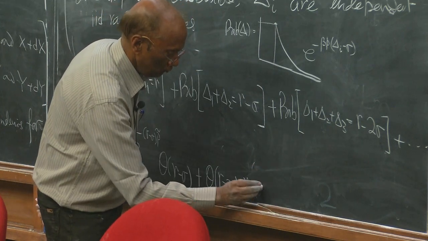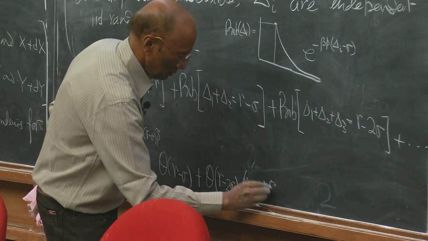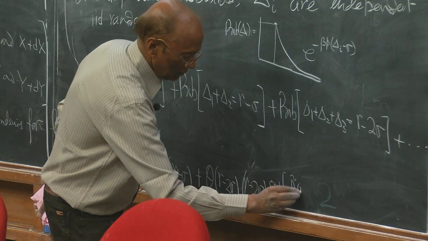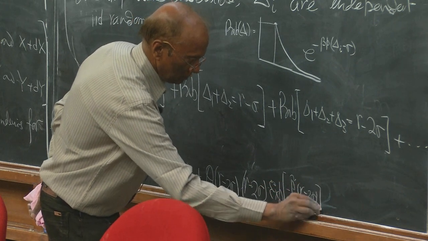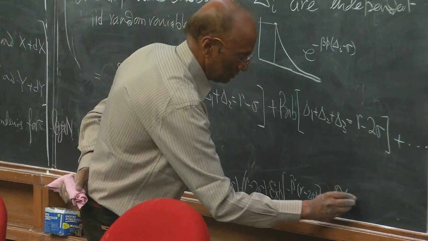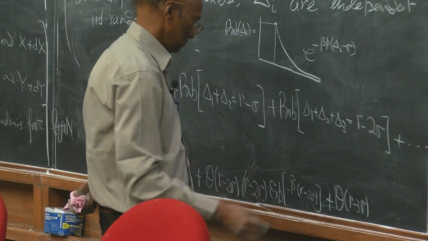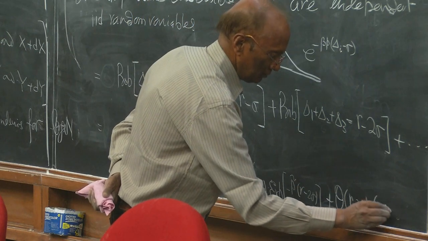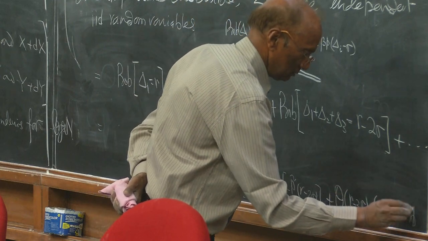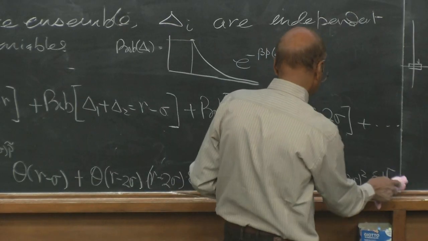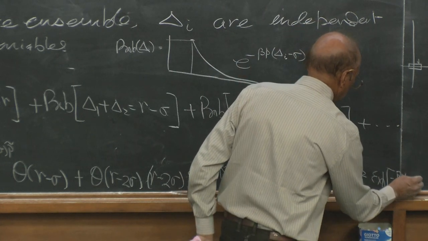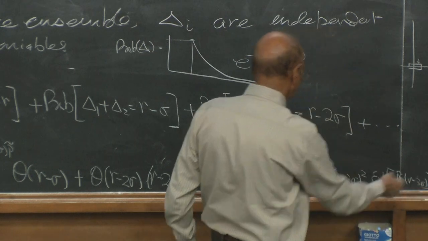R minus 2 sigma, exponential minus p tilde of R minus 2 sigma, plus theta of R minus 3 sigma, R minus 3 sigma squared, exponential of the same thing, minus p tilde R minus 3 sigma, and so on.